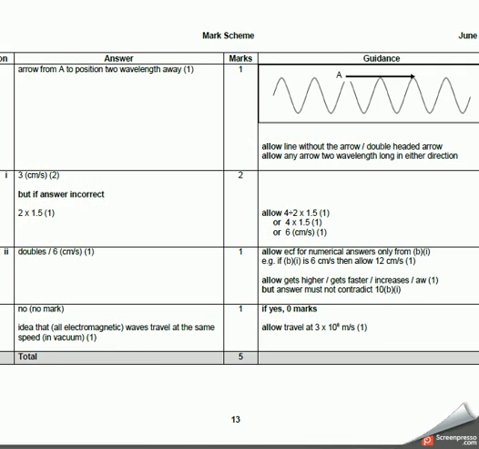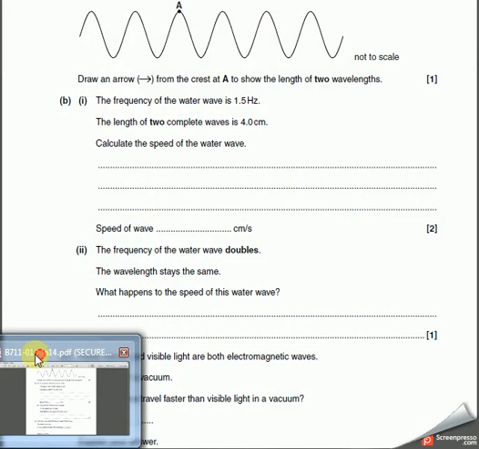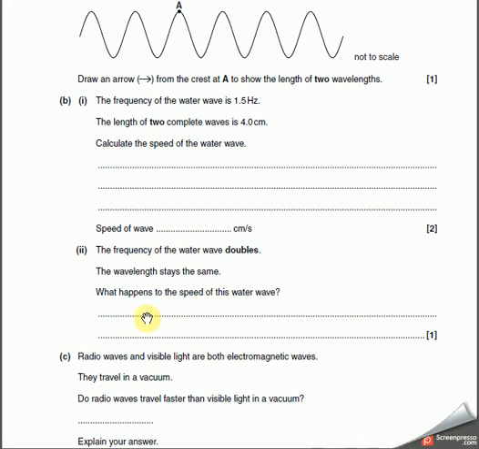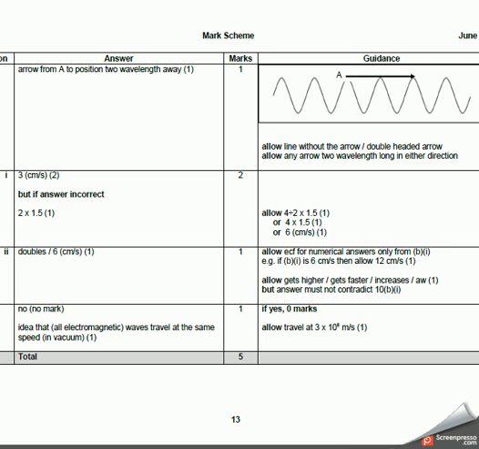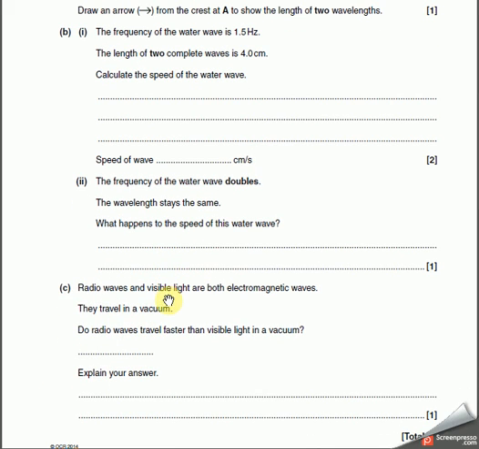I'm just going to move this the right way around, so I can go to the answers. Okay, so what happens to the speed of the wave? Speed of the wave, it doubles, to 6 centimeters per second. You just have to put doubles. Doubles will be fine. Okay, so let's have a look at the next question.